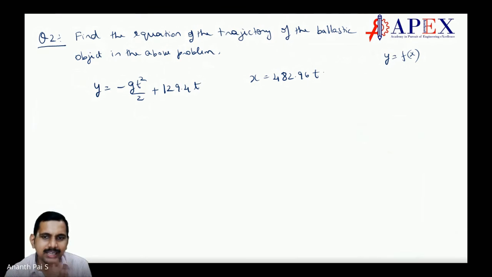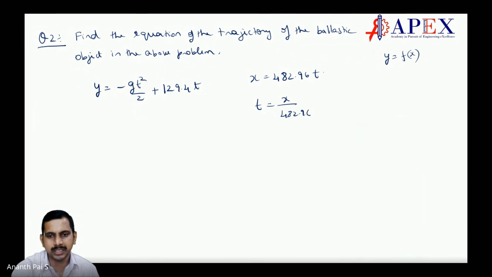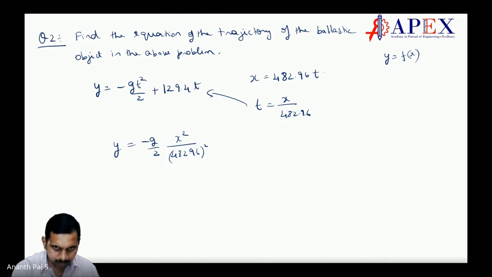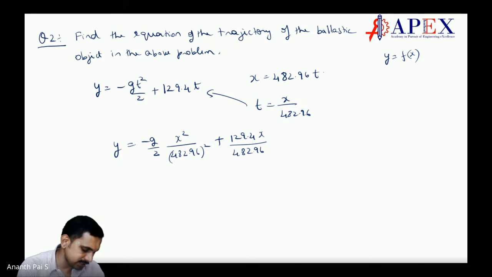Put t equal to x by 482.96. Correct. That's it. See, simple one. Put t is equal to x by 482.96 in this equation. Done. You get the equation. That's it. So you get minus g by 2 into x square divided by 482.96 the whole square plus 129.4 into x divided by 482.96. That's it. You get a quadratic, you get a parabolic equation, correct? So that's it, simple and straight.